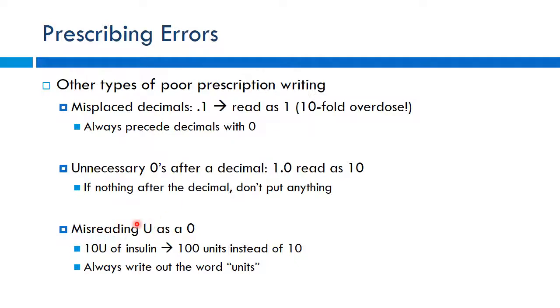And then misreading U as a 0. U usually stands for unit, and insulin is the most common thing you'll use that for. So if you write 10 U of insulin, that could be misread as 100 units of insulin. You imagine who can misread that, but you'd be surprised, especially if it's handwritten. So always write out the word unit. Always write out as much as you can, because that helps avoid a lot of those abbreviation errors.